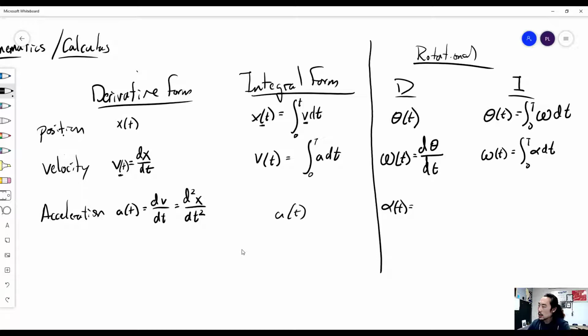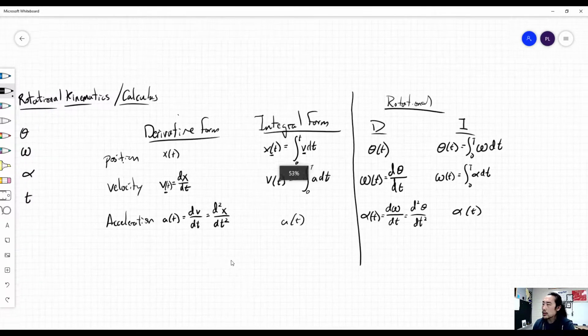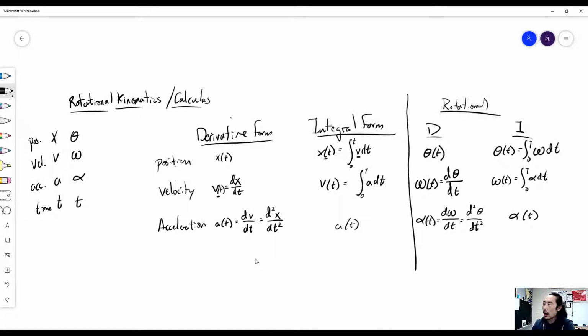sub t is equal to the derivative of the velocity function with respect to time. It's also equal to the derivative taken twice of the position function with respect to time squared. And this is also alpha sub t. Right? So here you can see all I did is I took the derivative forms and I replaced the variables that are translational with the rotational variables, as we can see in this table here.